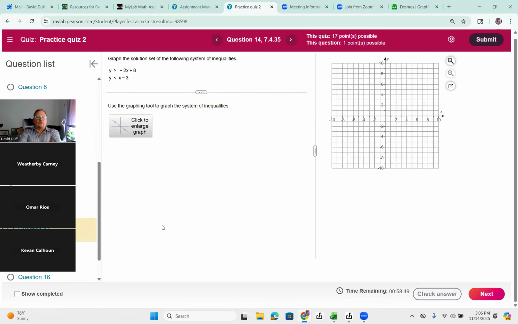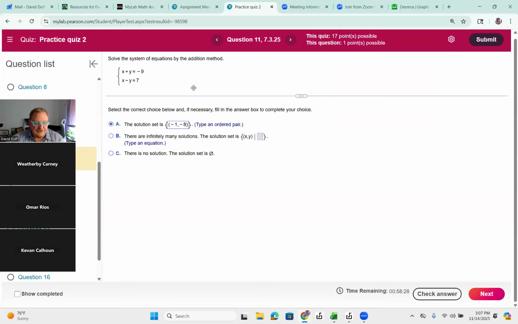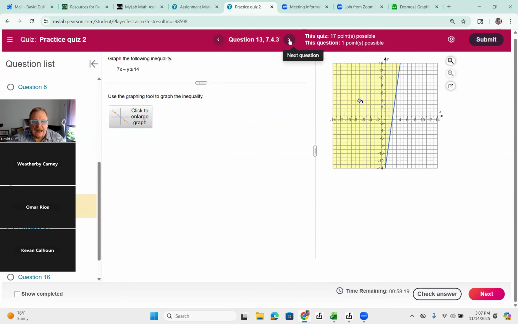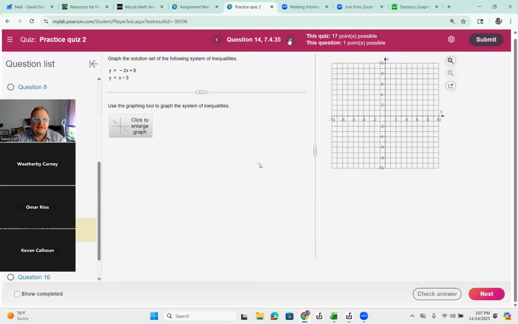Now we're being asked to graph a system of inequalities. This section just gets progressively harder and harder, right? Let's just back up for a second. We had to solve a system by the addition method. Then we're asked to solve another system by any method. Then we're asked to graph an inequality. And now we're asked to graph a system of inequalities.